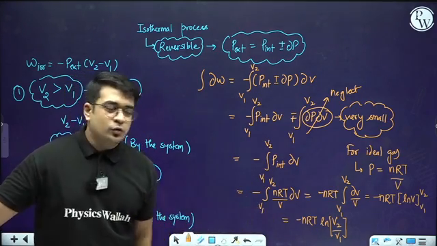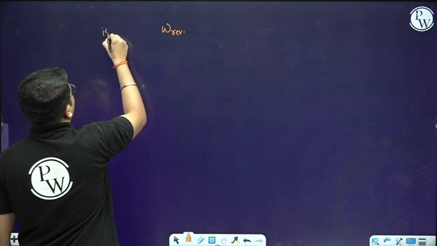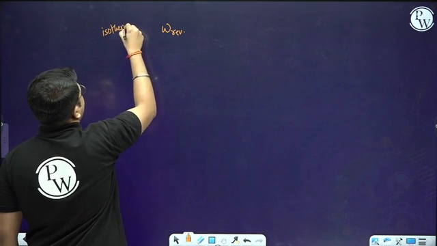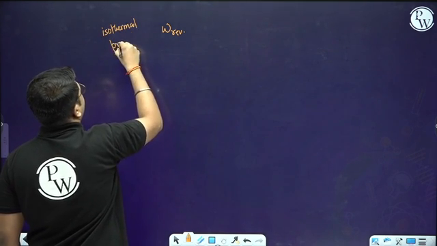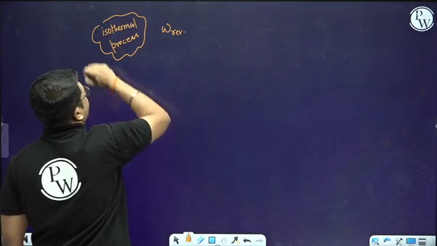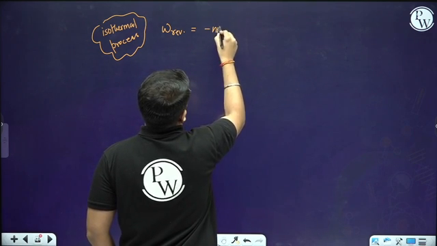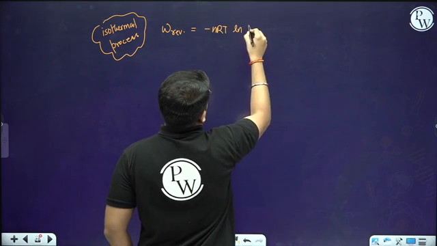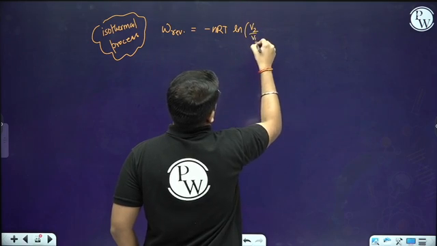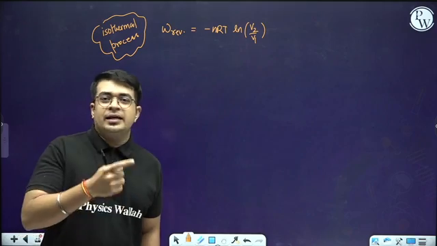Is there any other way you can expand this formula? Yes, we have. So W reversible in case of an isothermal process is basically equal to minus nRT ln V2 over V1, because that was ln V2 minus ln V1. So that is ln V2 over V1.